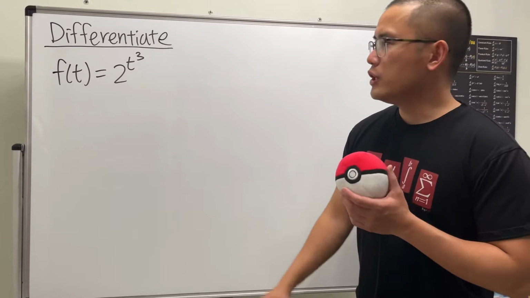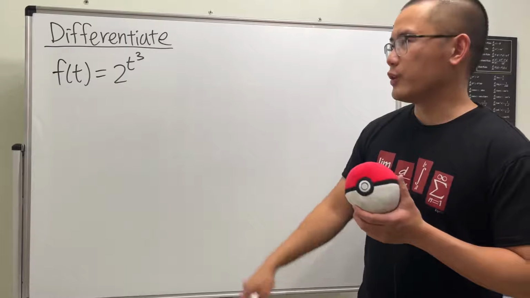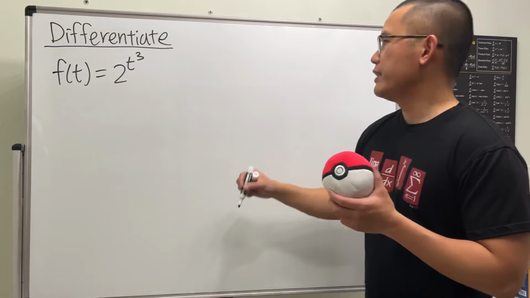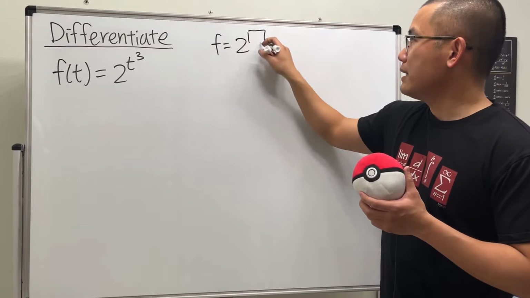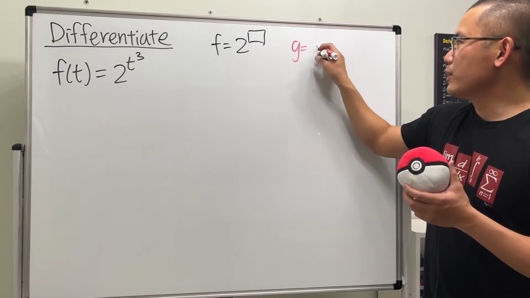Let's see how we can differentiate 2 to the t to the third power. So here we have to use the chain rule, and we see that the input is t to the third power. So let's go ahead and write it down on the side. Well, I'll just write down little f to be 2 to the box, and then the box has t to the third power, and I'll denote that by g.